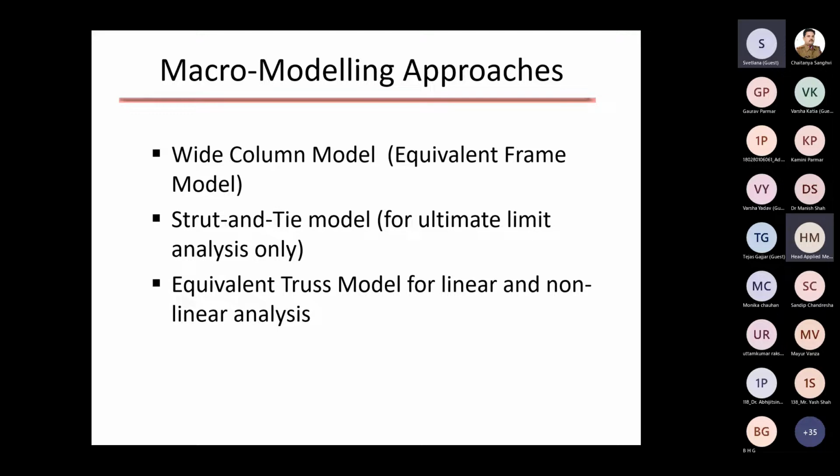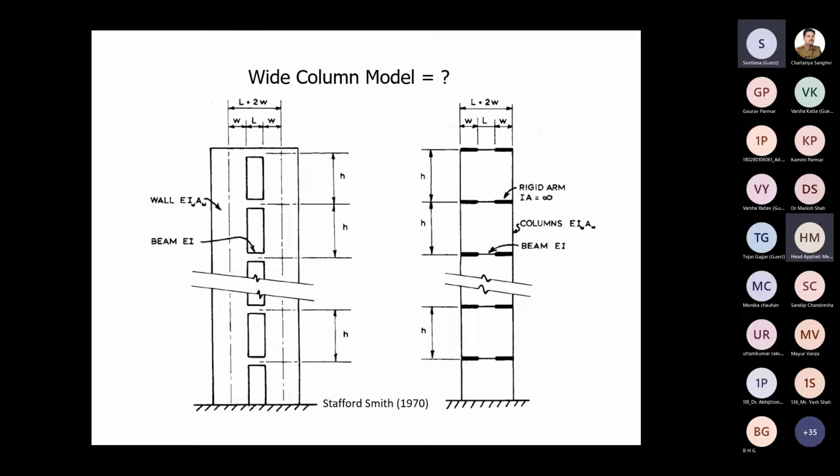So let us start with the wide column model. What is it? We have here a wall. This could be a reinforced concrete wall. I know you are designing or will be designing many concrete walls with openings. Let's say it has some door openings. So this is a so-called coupled wall system, and you have two walls and an opening, maybe an elevator core.